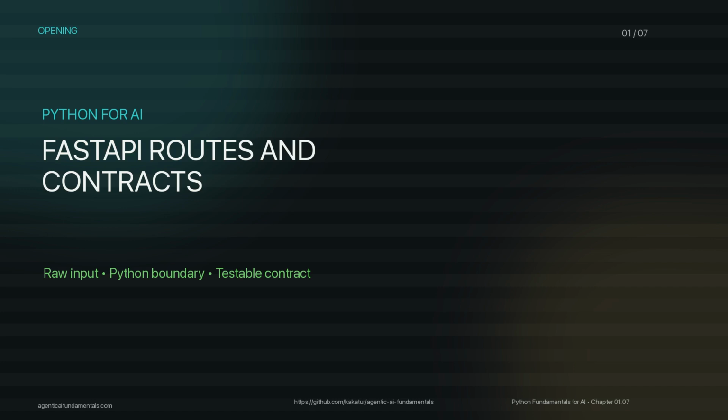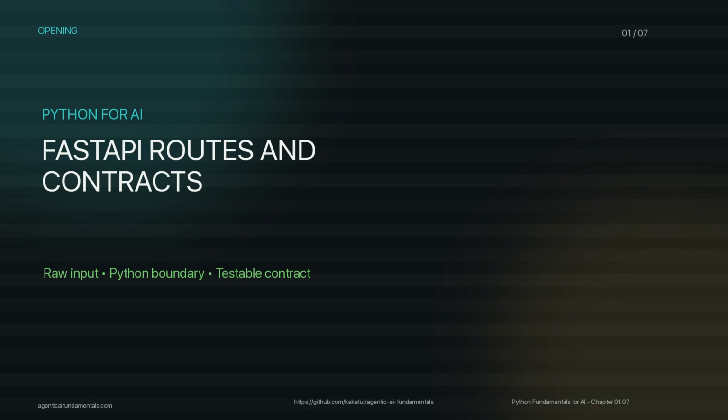A FastAPI endpoint should not become the whole application. If the route parses input, runs business logic, handles storage, and formats every error, it becomes hard to test. This lesson separates the API handler from the work it triggers.